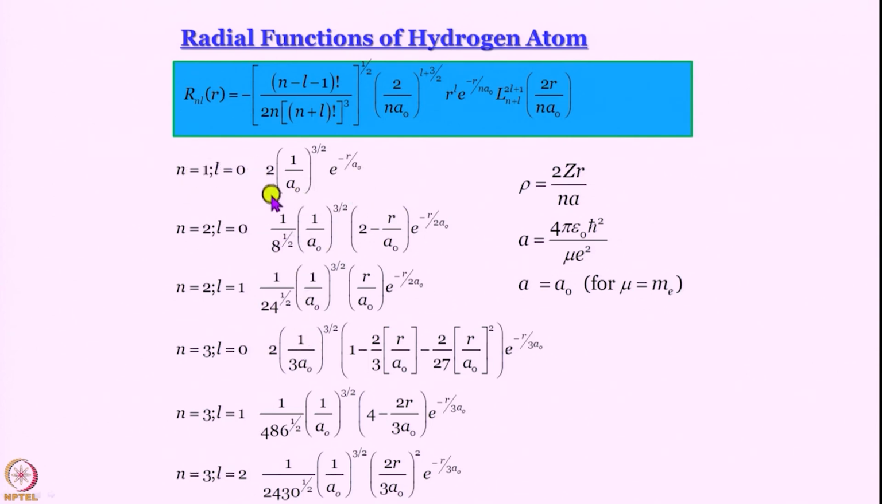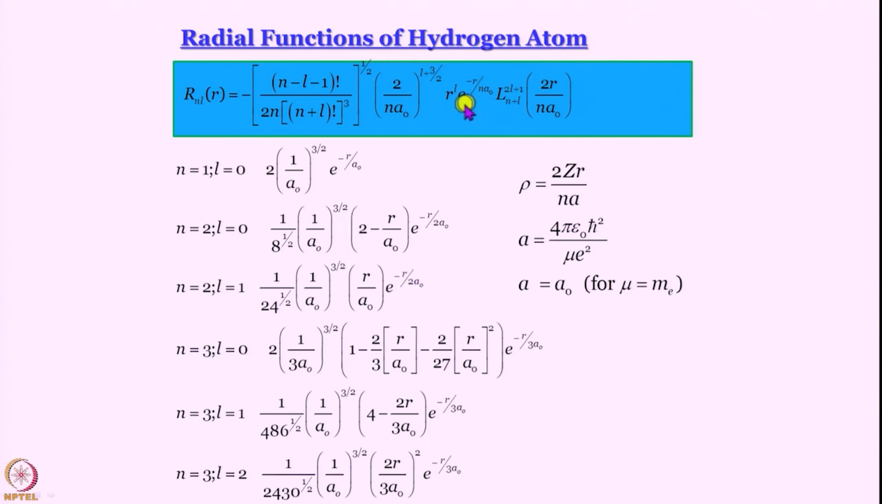n equal to 1, L equal to 0, 1s, that is a decay in terms of r, e to the power minus r by a0. n equal to 2, L equal to 0 has that same decay multiplied by 2 minus r by a0. n equal to 2, L equal to 1, again there is no polynomial here, it is just r by a0 multiplied by e to the power minus r by a0.